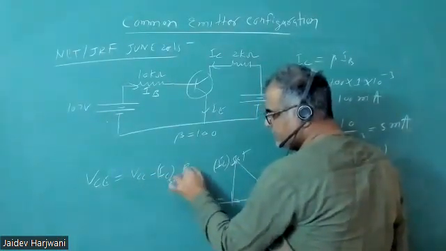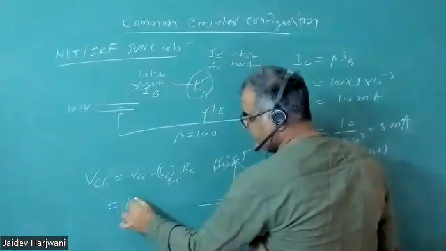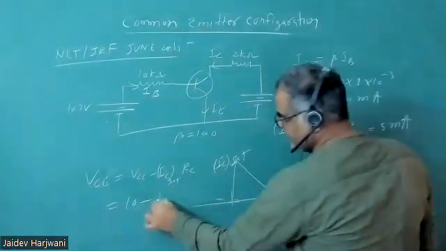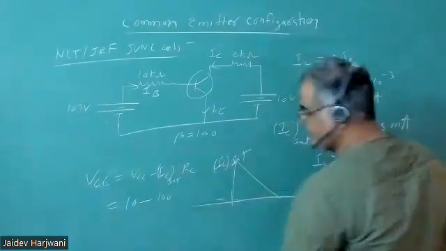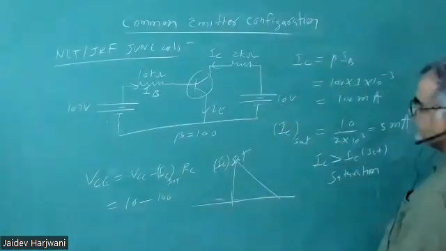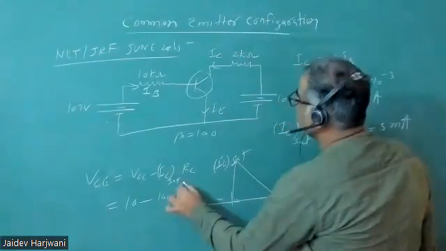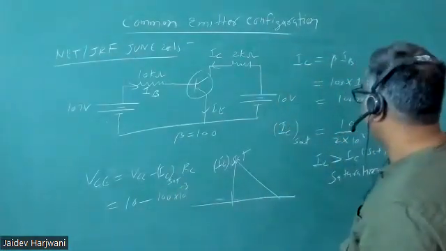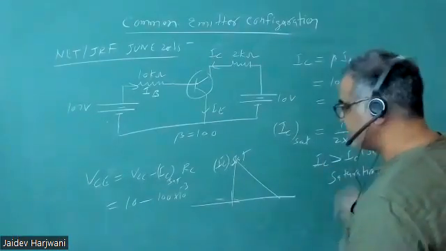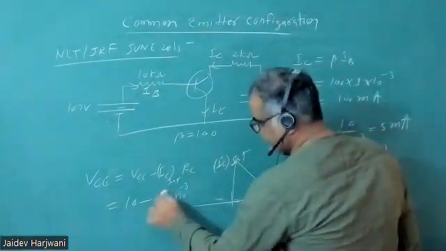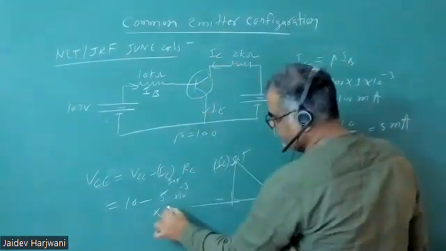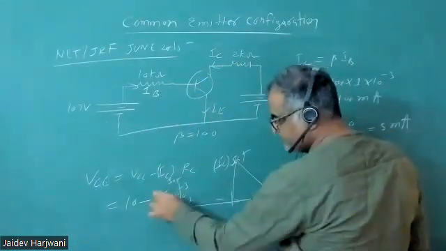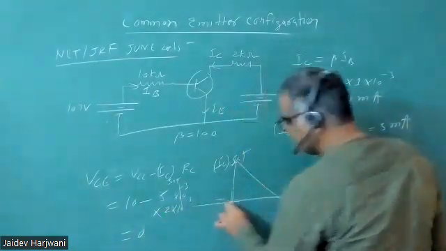IC saturation times RC. VCC is 10 minus IC saturation, which is 5 milliampere, and RC is 2 kilo ohm. So 2 kilo ohm times 5 milliampere cancels this 10, so it becomes 0. So your VCE becomes 0.